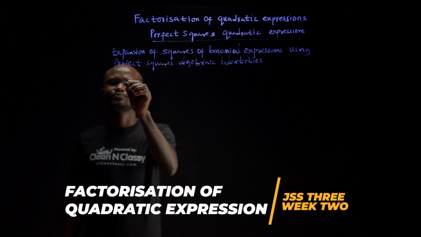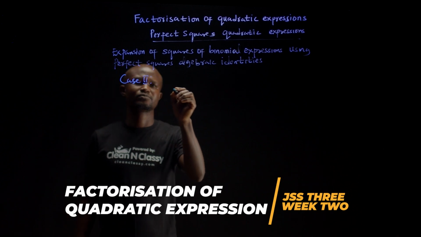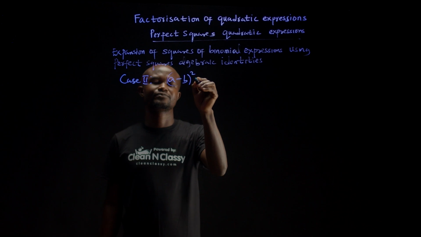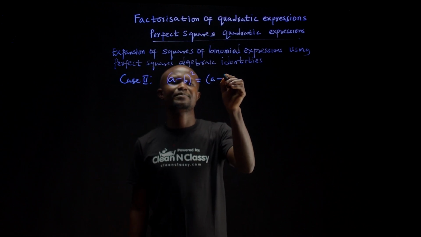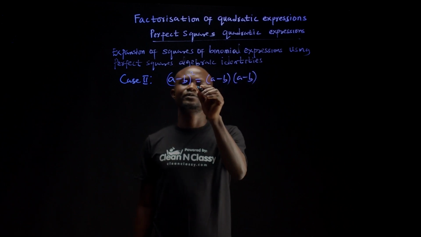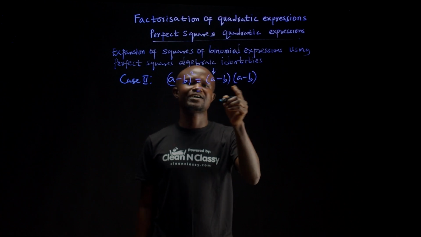Now, case 2. A minus B squared. If you want to expand this normally, we have A minus B into A minus B. Then what do we do? We pick the first one, we multiply everything.